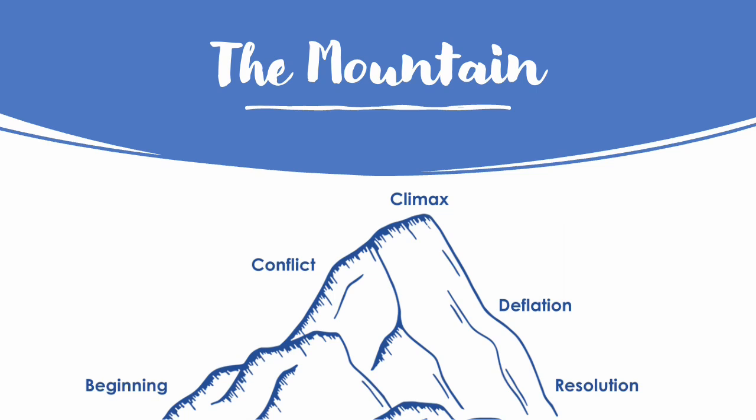In such plots, things get better and then suddenly a problem comes. After this problem is solved and things seem to get better, another problem comes on the way. The action keeps rising until the climax. A major difference between the mountain and monomyth is that the mountain may not have a happy ending.